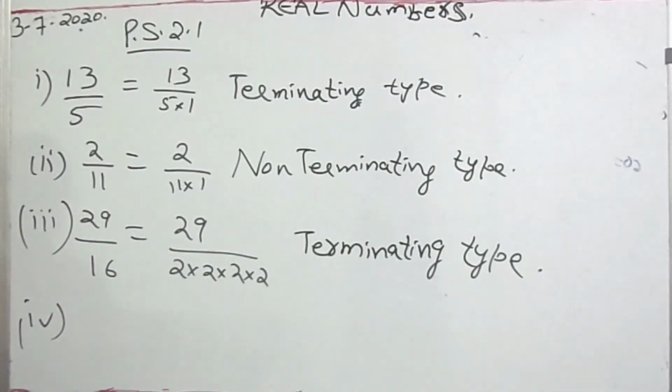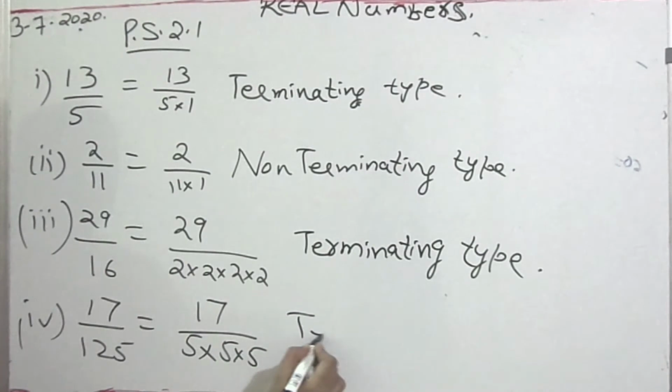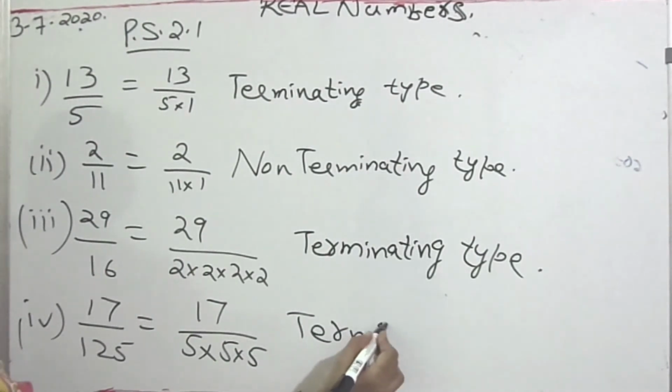Fourth one, 17 upon 125. What are the factors of 125? 5 into 5 into 5, 5 cube. So it is only 5. So therefore this is also terminating.